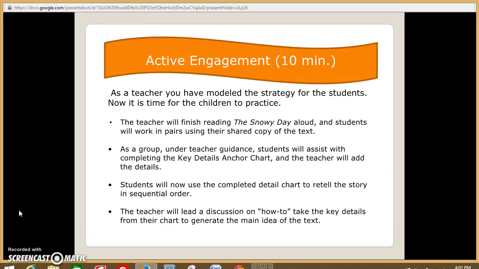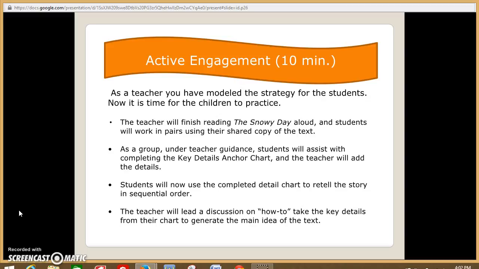The active engagement of this lesson is about 10 minutes. As a teacher, you have modeled the strategy for the students. Now it is time for the children to practice. You will read aloud the rest of The Snowy Day. Students will work in pairs using their shared copy of the text to complete the key details anchor chart, and the teacher will add the details.